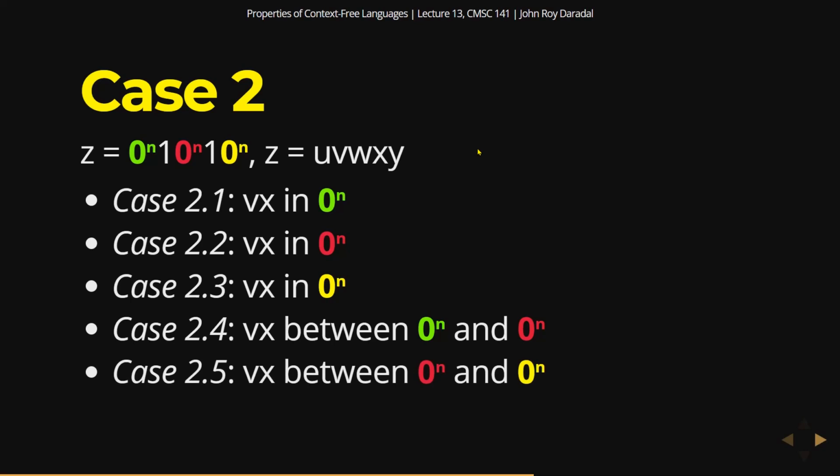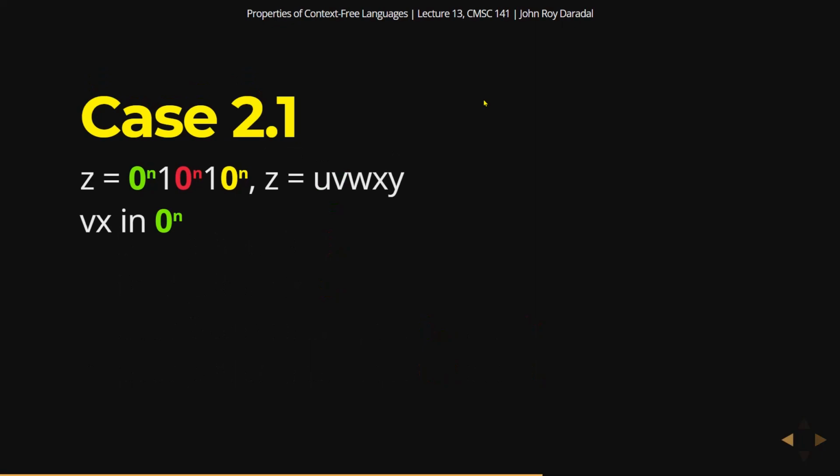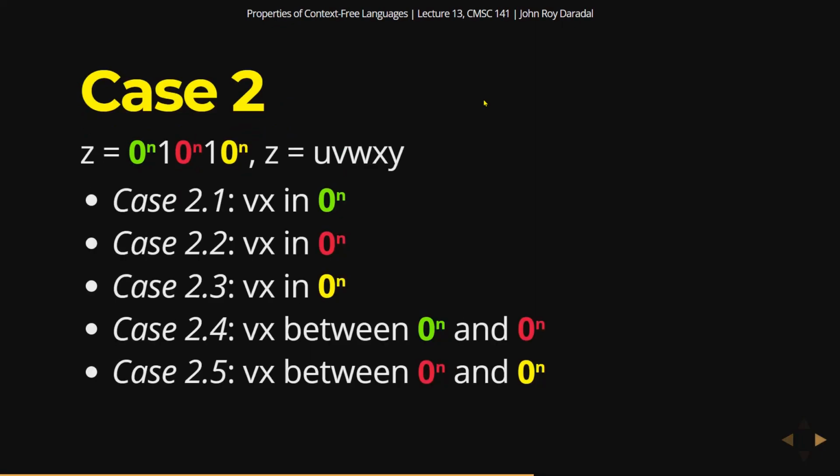Okay, and then it could also be between this 0n and this 0n. But in all cases, we need to show that they all end in a contradiction. And that is how you use the pumping lemma to prove it wrong. It doesn't mean that you just assume that maybe it's here or maybe it's here. No, you have to show it for all possibilities. That makes your proof valid.